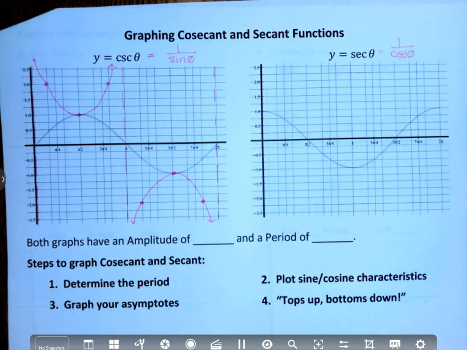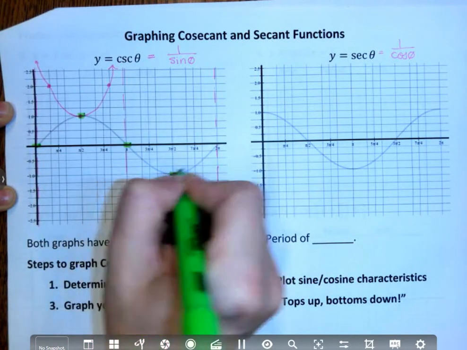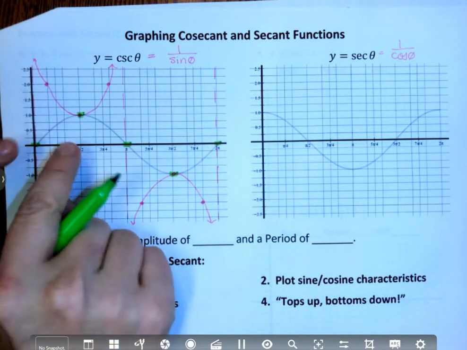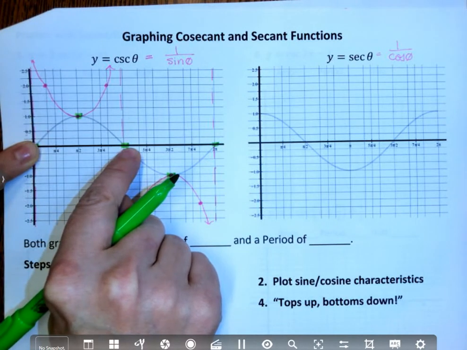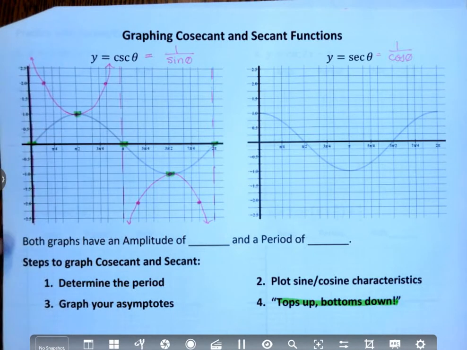The points that I think are extremely important when I graph a cosecant: I actually start by graphing the related sine, top, middle, bottom, middle, top, where we pass through the middle, wherever that might be. That is going to be your asymptote. And then I literally say this. I even printed it in your notes. Tops up, bottoms down. That is a cosecant and a secant graph. You graph the sine and cosine that goes with it, and it's just tops up, bottoms down.